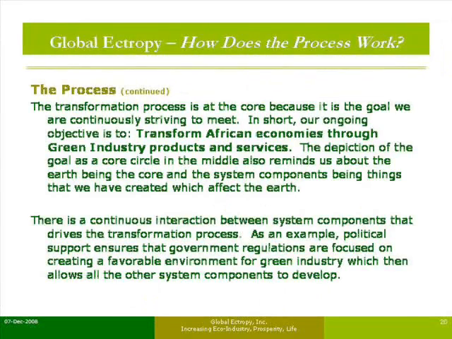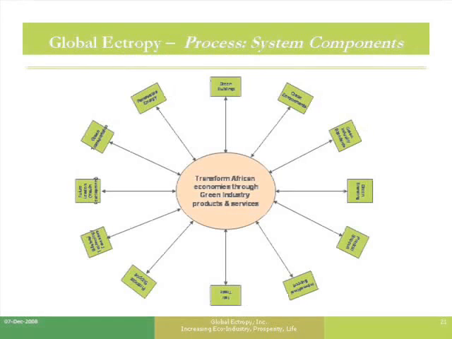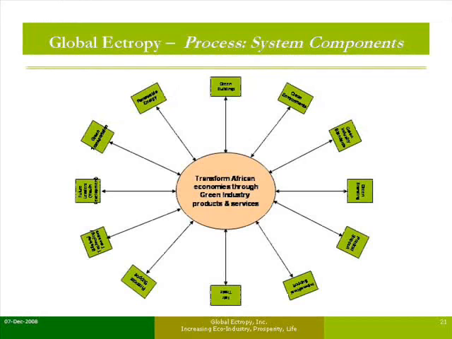The transformation is at the core because it is the goal that we're continuously striving to meet. In short, our ongoing objective is to transform African economies through green industry products and services. The depiction of the goal as a core circle in the middle also reminds us about the Earth being the core and the system components being things that we have created which affect the Earth. There is a continuous interaction between system components that drives the transformation process.